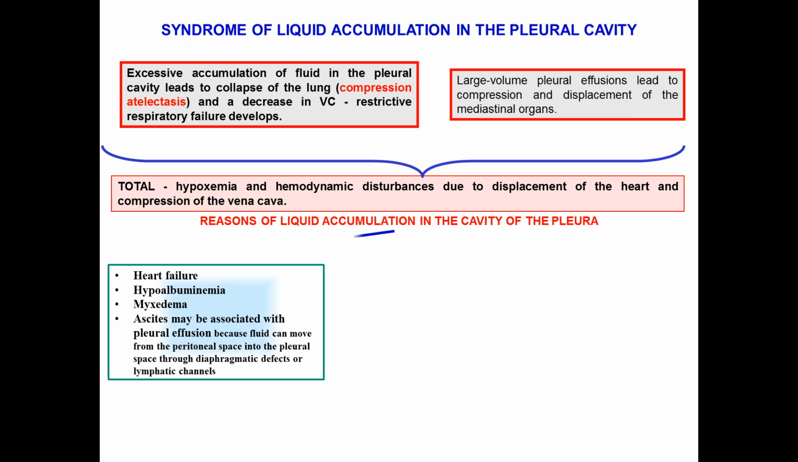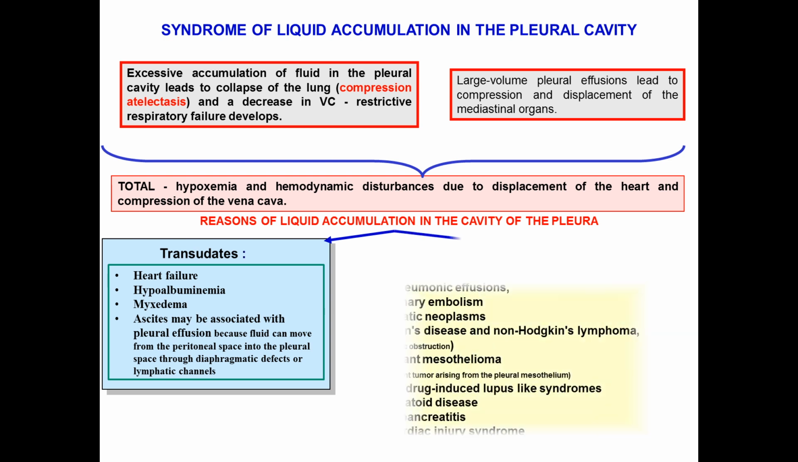And let's discuss the syndrome of liquid accumulation in the pleural cavity. Excessive accumulation of fluid in the pleural cavity leads to collapse of the lungs, compression atelectasis develops, and a decrease in vital capacity causes restrictive respiratory failure. Large volume pleural effusion leads to compression and sometimes displacement of the mediastinal organs. As a result, we have hypoxemia and hemodynamic disturbances due to displacement of the heart and compression of the vena cava.